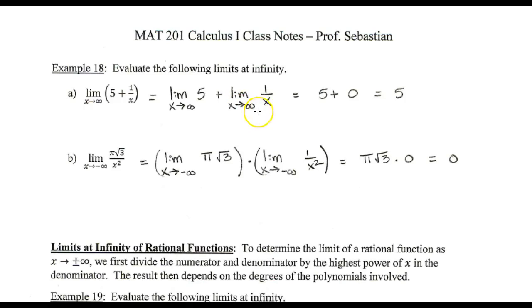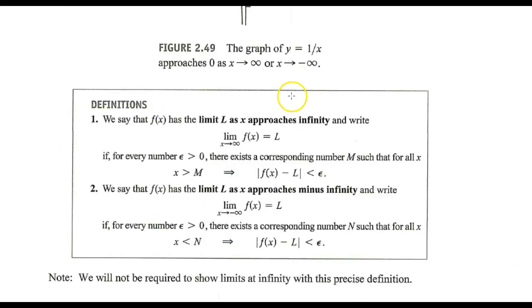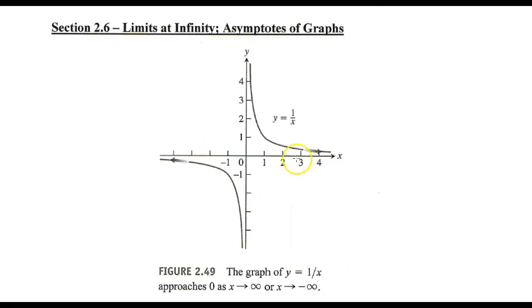Then the limit as x approaches infinity of 1 over x. As x gets bigger and bigger, I'm taking 1 and dividing it by a bigger and bigger number. 1 divided by a million, 1 divided by a billion, 1 divided by infinity, right? It's getting closer and closer and closer to 0. If you want to look at that function, it's up here on this first page. Here is the function 1 over x. As x approaches infinity, the function is getting closer and closer to 0.